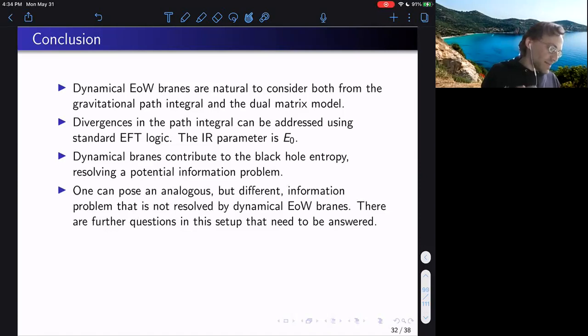But also, as I mentioned, one can pose an analogous but different information problem involving entanglement with boundary gravitons that is not resolved by dynamical end-of-the-world branes. And I identified some further questions in the setup that I think are interesting and should be answered.